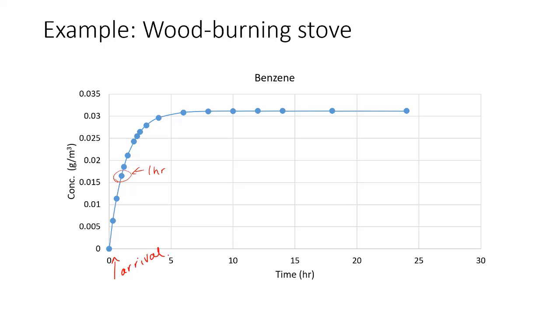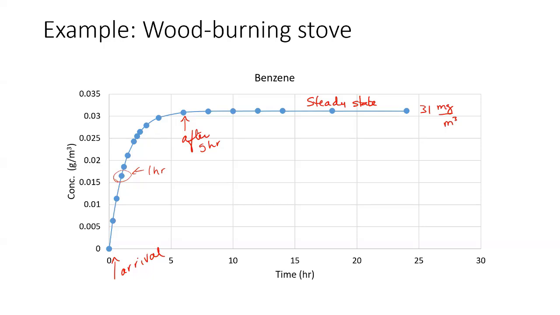They get the fire burning right after they arrive. Concentration of benzene increases over time. And then once that concentration is constant, what conditions are now prevalent? Steady state. So we're at steady state here. It reaches steady state after roughly about 5 hours. The system is reaching steady state and the concentration approaches a maximum of about 31 milligrams per cubic meter.